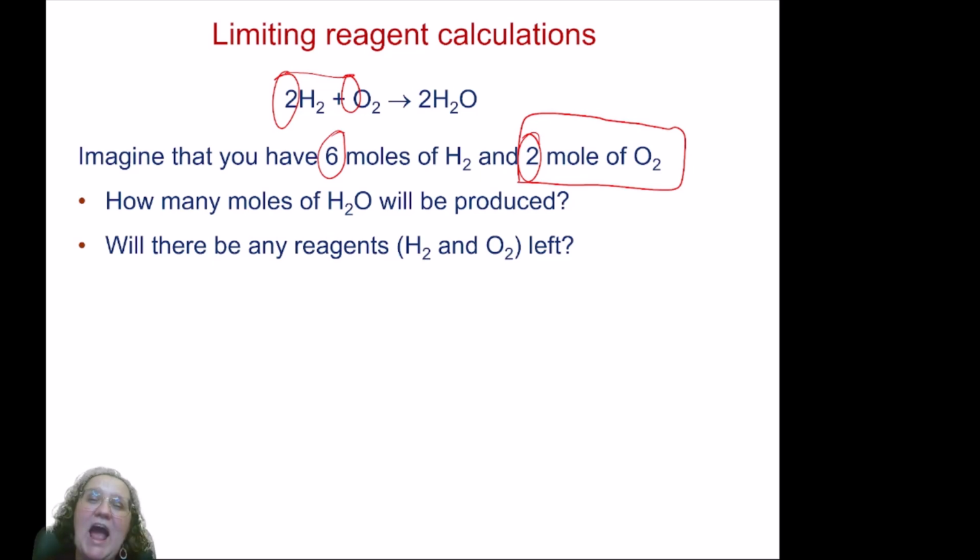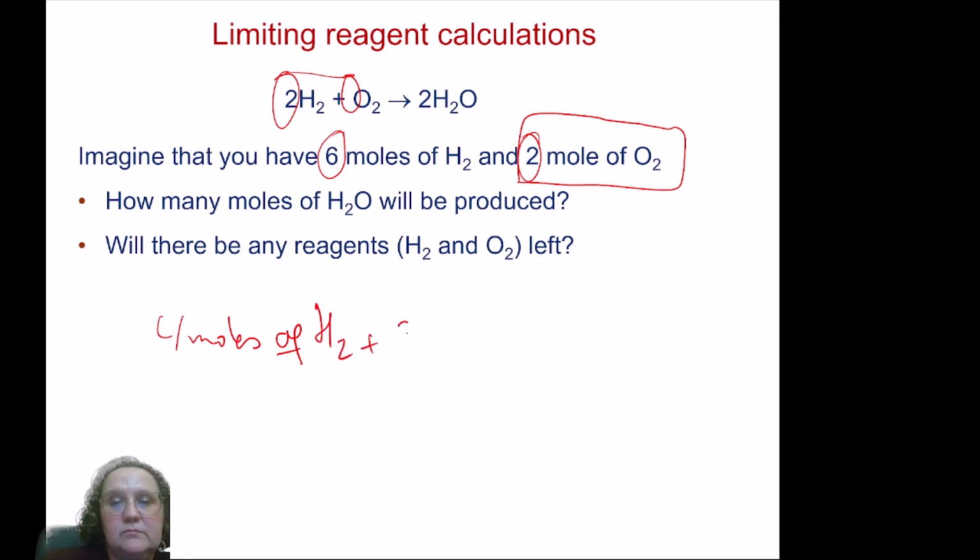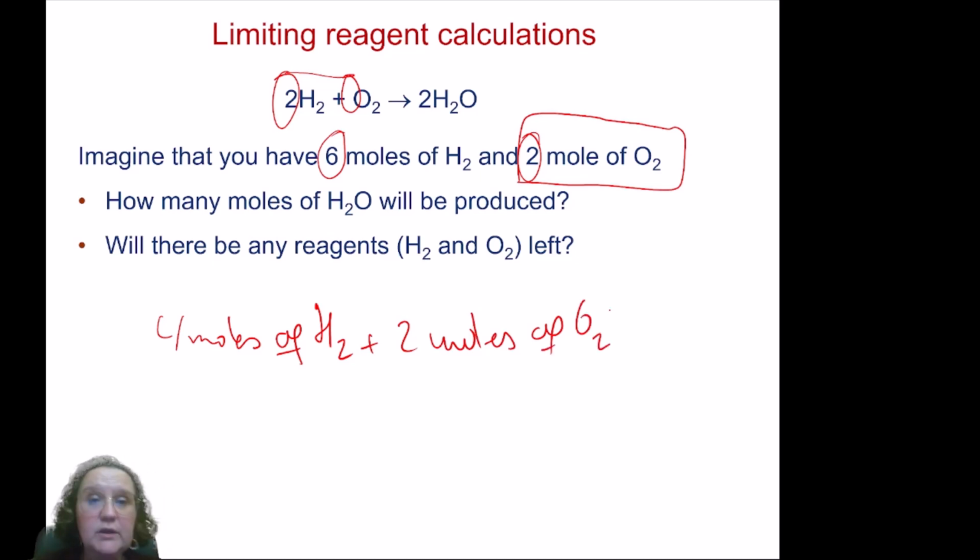2 moles of oxygen, how many moles of hydrogen do they need to react? Well, the reaction is 2 to 1, 2 of hydrogen to 1 of oxygen. So if you have 2 moles of oxygen, you will need 4 moles of hydrogen. And that's okay. You have 4 moles of hydrogen, you actually have 6. So yes, your 2 moles of oxygen will react with 4 moles of hydrogen, and you would end up with 2 moles of hydrogen left.